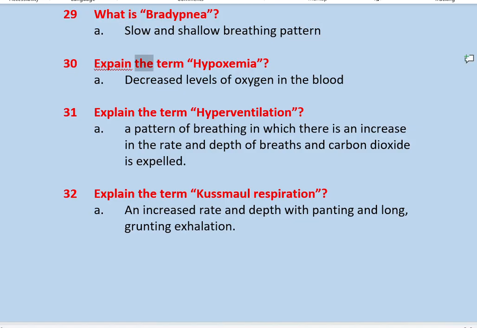30. Explain the term hypoxemia. Decreased levels of oxygen in the blood. 31. Explain the term hyperventilation. A pattern of breathing in which there is an increase in the rate and depth of breaths and carbon dioxide is expelled. 32. Explain the term Kussmaul respiration. An increased rate and depth with panting and long, grunting exhalation.